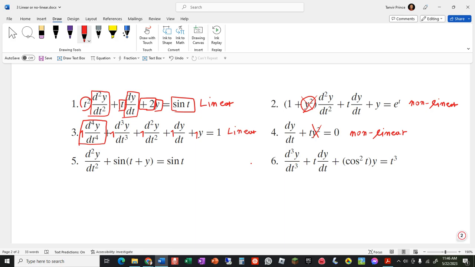Let's look at 5. If you look here, y is inside the sine function, and that's not allowed. Y prime, y double prime, etc. cannot be inside of another function. That's part of the definition. So this means this is nonlinear.